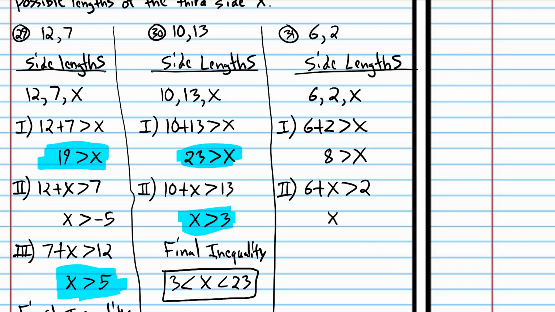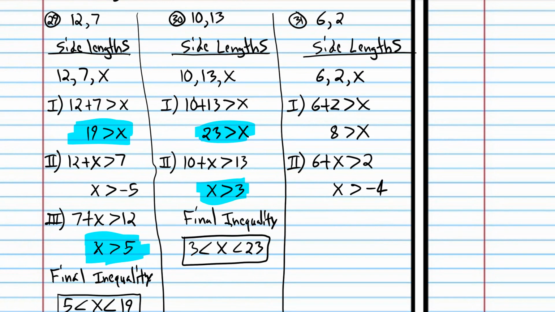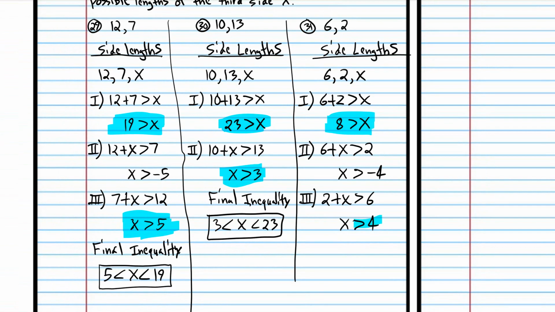If we subtract 6 from both sides, we end up with x is greater than negative 4. That is not useful information, so we're just going to forget that. This is useful information. This is not useful information. So now we're going to say 2 plus x is greater than 6. Of course, if we subtract 2 from both sides, we get x is greater than 4. That is useful information. X must be greater than 4. We know that.